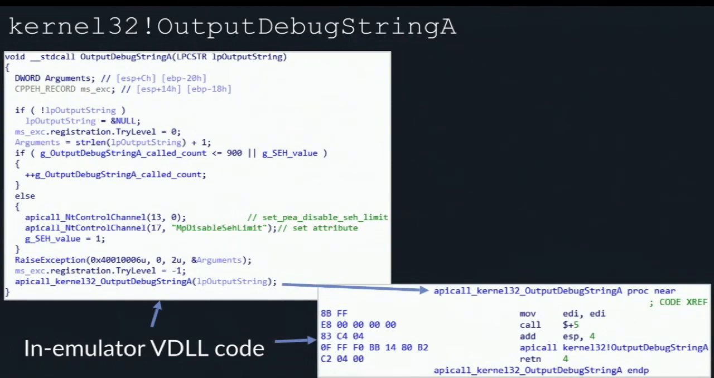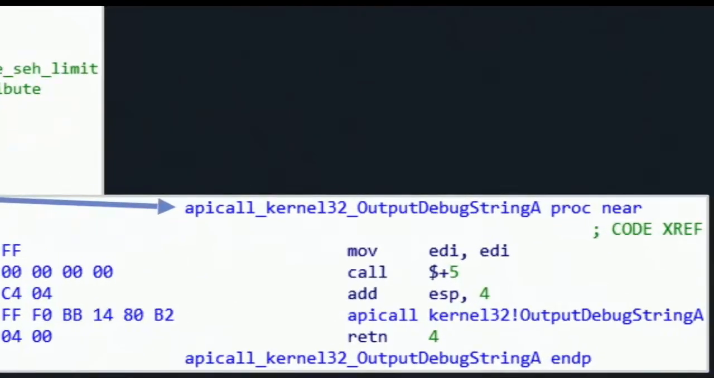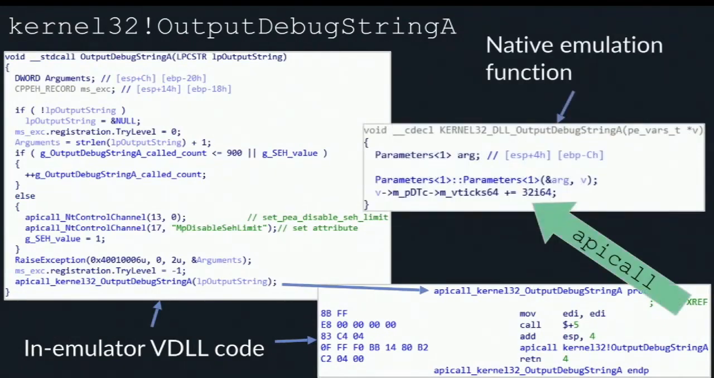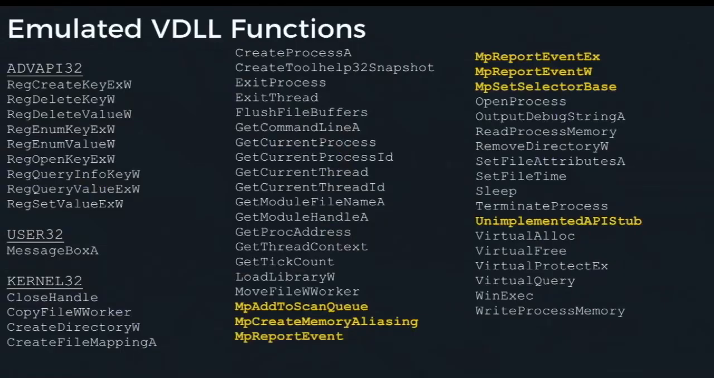And this is a function that has here our API call instruction, 0F FF F0, and the 4-byte immediate specifying kernel32 OutputDebugStringA. And when the dynamic translator sees that, it's going to then transition into providing that emulation for us. So then we reach the native emulation function. This is the function that we hooked when I was showing you OutputDebugStringA onto standard out.